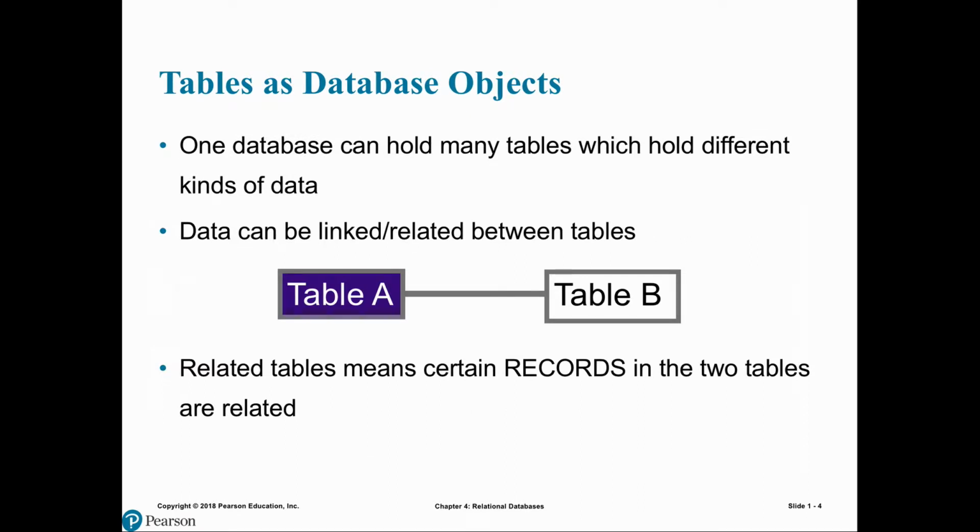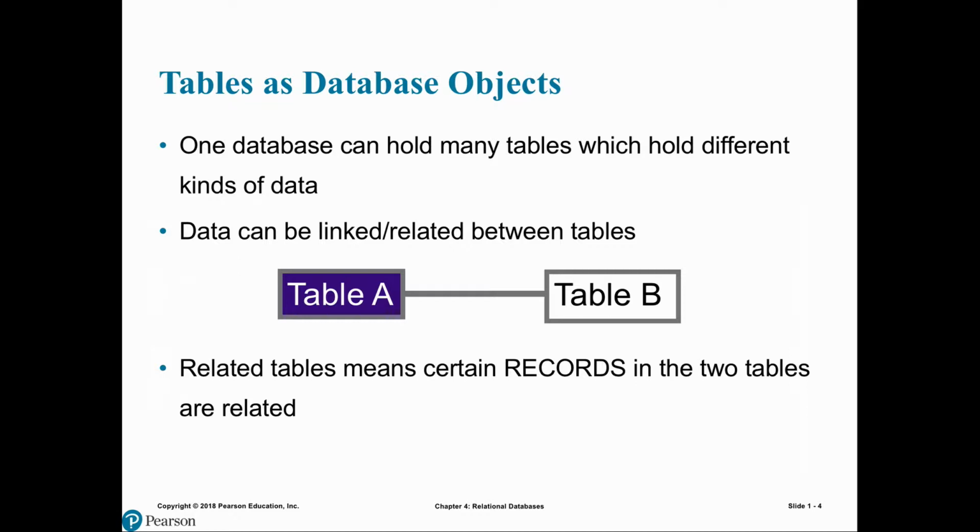So one database can hold many tables which hold different kinds of data. For example, if I use sales transactions, we make one table for the customers, one table for the inventory, one table for the price list, and then we start to hold some kind of relationship among those tables. The data can be linked or related between the tables through different keys, which we will see in the coming slide. When I say related tables, it means certain records in the two tables are related.